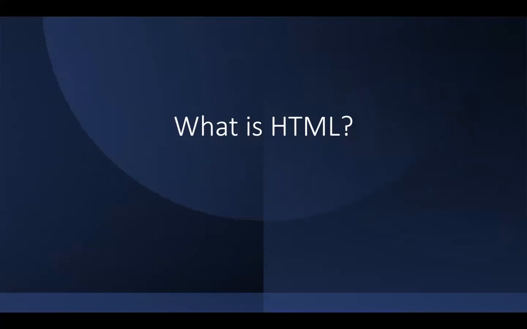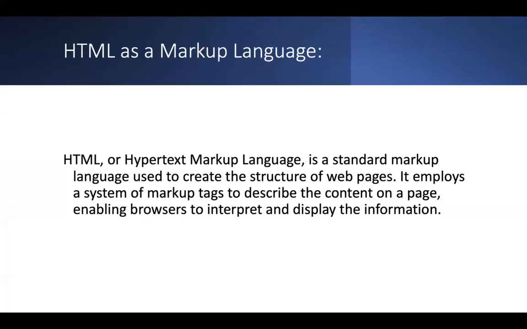Hypertext Markup Language. We are using HTML to create the structure of web pages. It employs a system of markup tags to describe the page content. So here we have the definition. HTML, Hypertext Markup Language, is a standard markup language used to create the structure of web pages. It employs a system of markup tags to describe the content on a page, enabling browsers to interpret and display the information. So that is the definition.